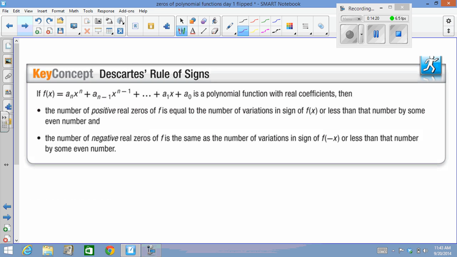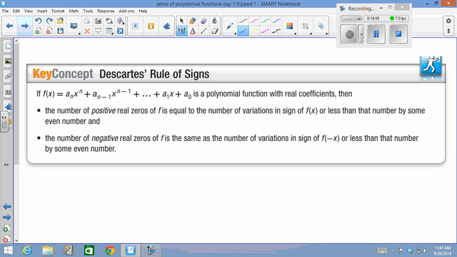Last thing for today, we're going to be talking about Descartes' rule of signs. And again, I think I heard people talking about this the other day. To figure out the number of zeros that are positive, or the number of possible zeros, I'm going to look at the sign and count the number of sign changes. So if I happen to notice that there were, say, 6 sign changes, there could be either 6 positive real solutions, or there could be 4, or there could be 2, or there could be 0.